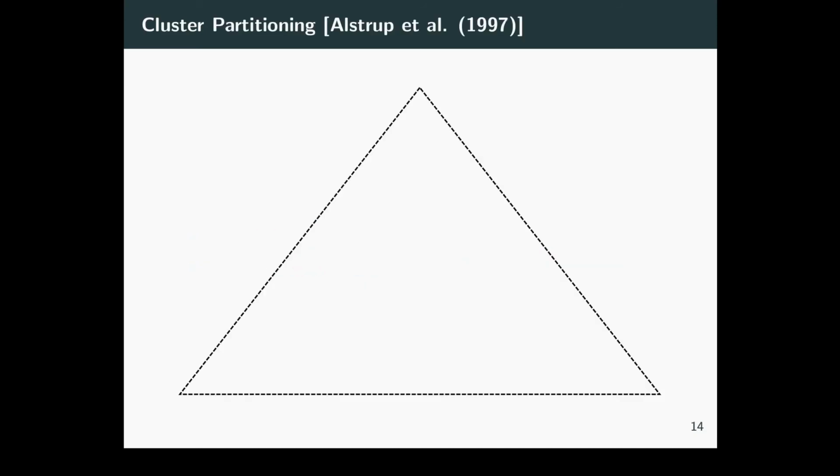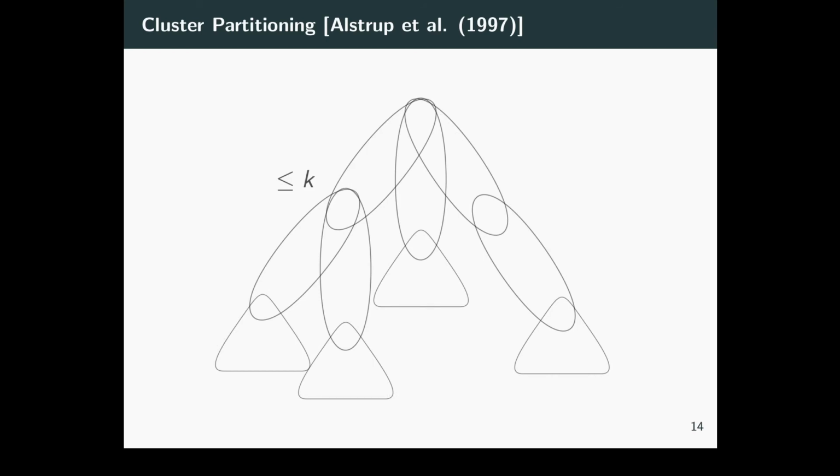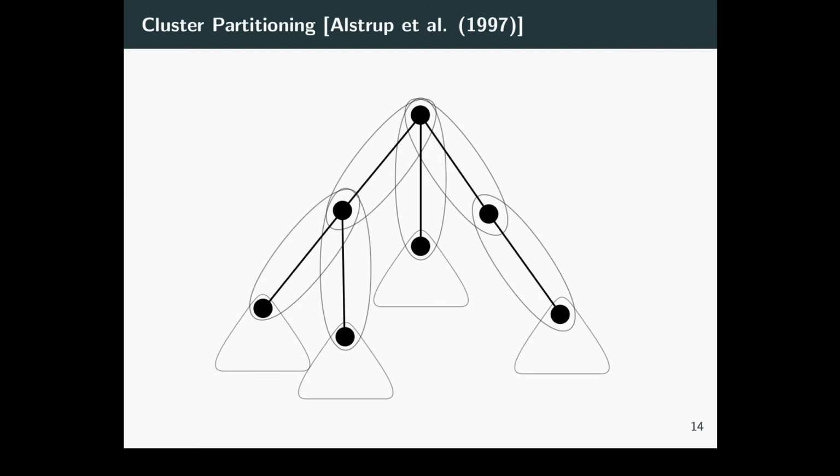To solve this problem, we're going to decompose the suffix tree again, but this time using another tree decomposition. We're going to use the cluster partitioning scheme, and we're going to group the nodes of the suffix tree. The suffix tree is what you see here as a triangle. We're going to group the nodes into clusters where each cluster has at most k nodes. And they're going to be clustered in such a way that the clusters only overlap each other in exactly one node, which we call the boundary node.